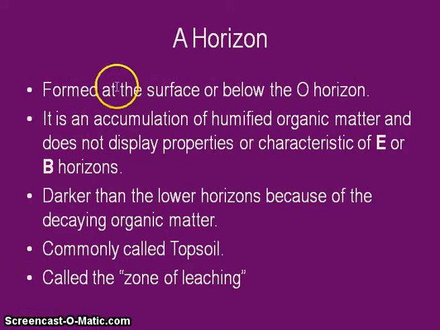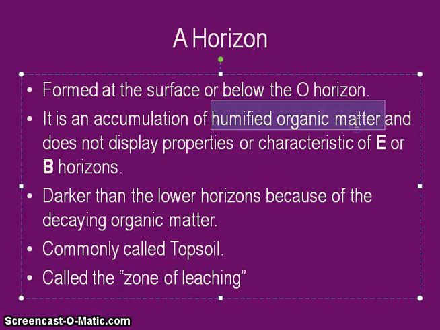Next horizon, which is below the O horizon, is your A horizon. This is an accumulation of humified organic material. It is dark in color because when you have a lot of organic material, it's going to be a lot darker in color. And what you really want to remember with this horizon is it's called topsoil. So if you've ever bought topsoil at like Agway or some kind of store, you would see that it is really dark in color. So the A horizon is the topsoil.